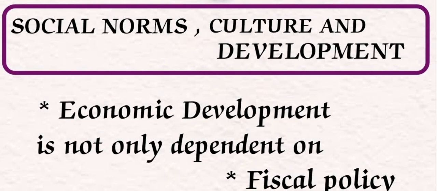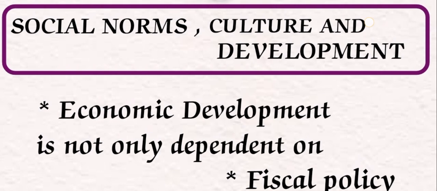So actually there are three important parts in this topic, that is insights into human behavior. In the previous class we already discussed one part, that is some examples from India. This is the second part, social norms, culture and development, and the third part is values and economics. So in total, three parts are included in this topic, insights into human behavior.